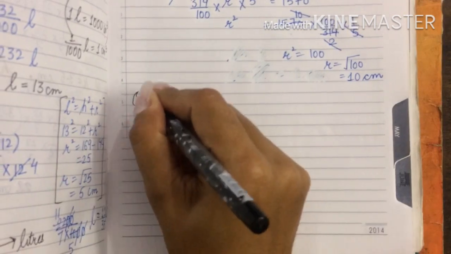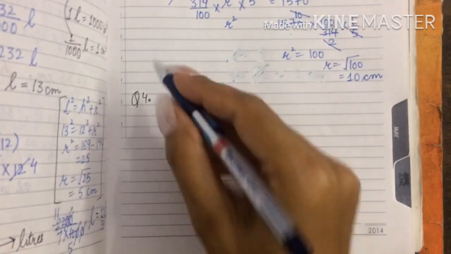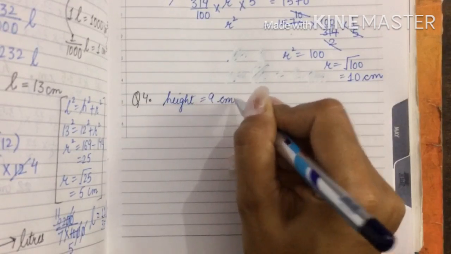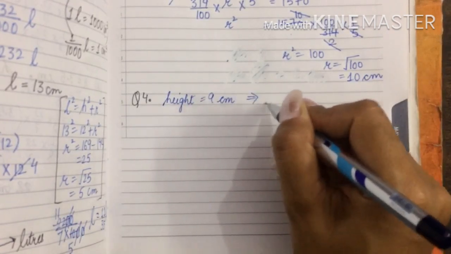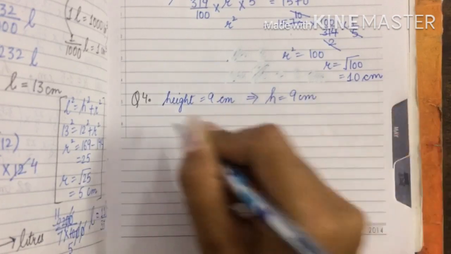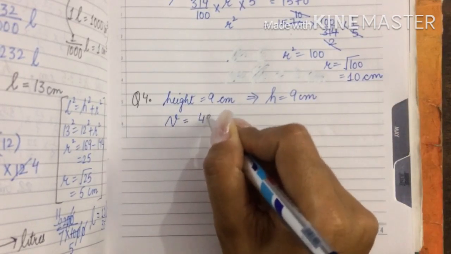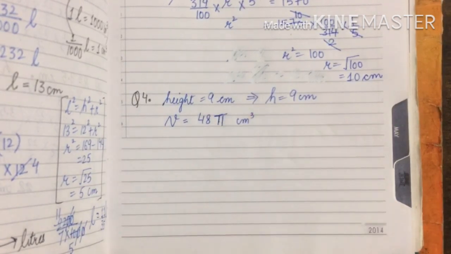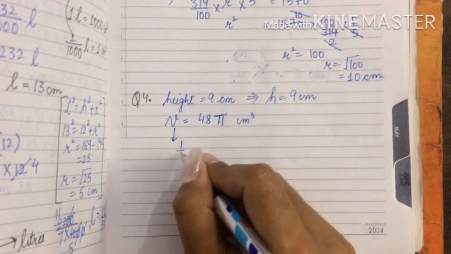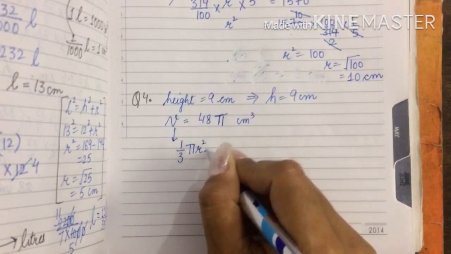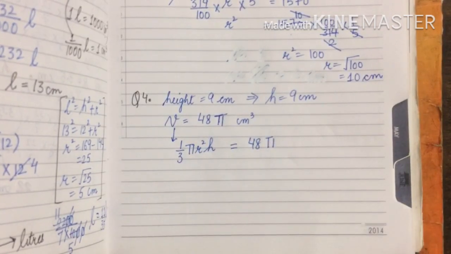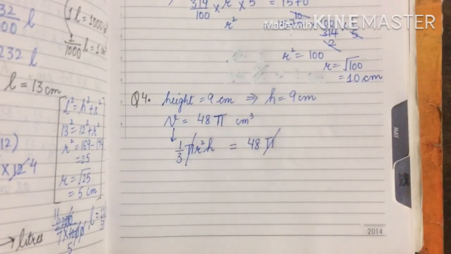Let's write down. Question number 4. The height is 9 centimeters. This means h is 9 centimeters. Volume is given as 48 pi centimeter cube. So I'm keeping pi as such. So the formula for the volume is 1 by 3 pi r square h equals the value given, 48 pi. So pi and pi, they get cancelled.